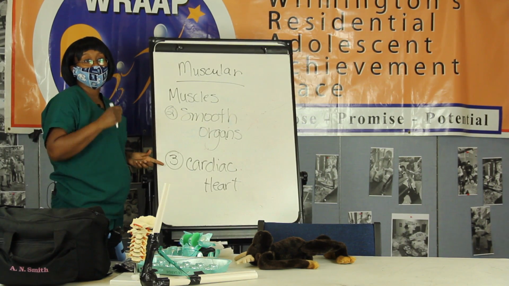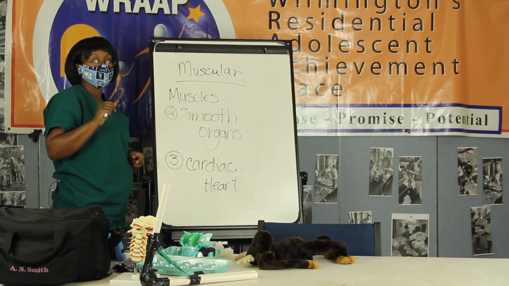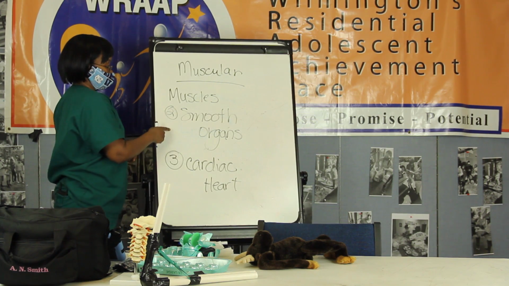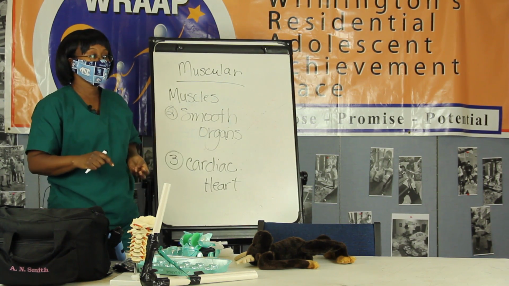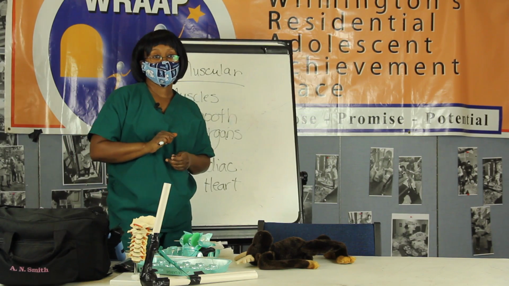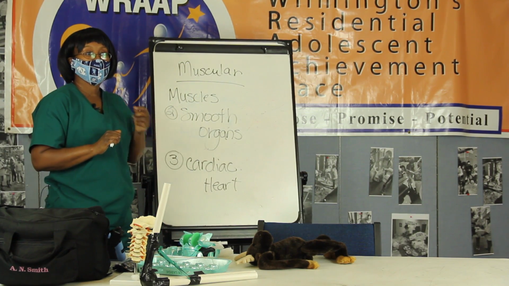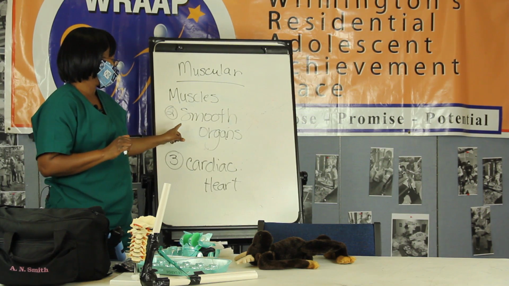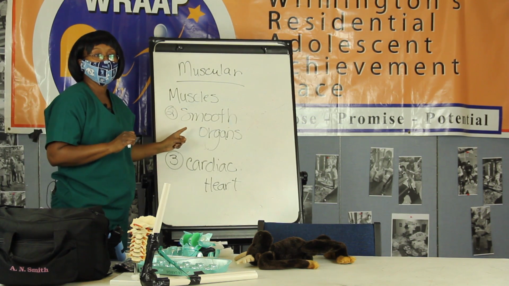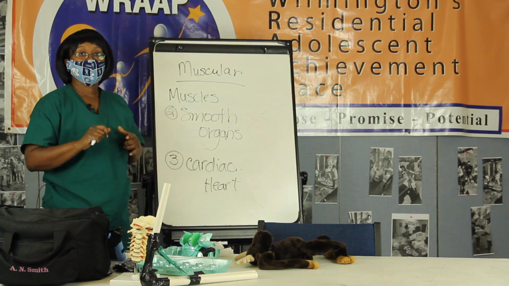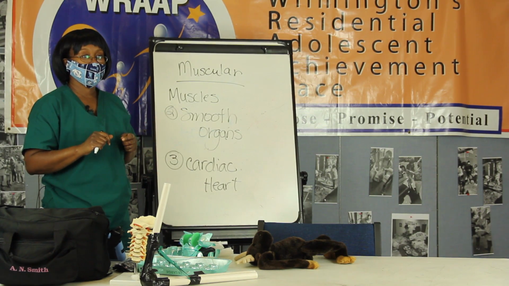These two types of muscles, you don't control. You can't tell your heart when to beat. You can't tell your organs when to do what they need to do. But what happens is your brain controls those. There are certain triggers in your body that actually tell your organs and your heart to do what they need to do.